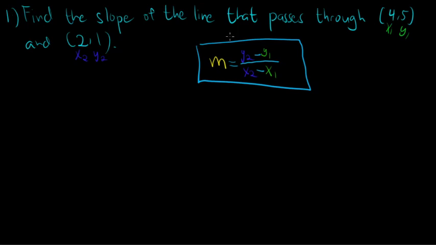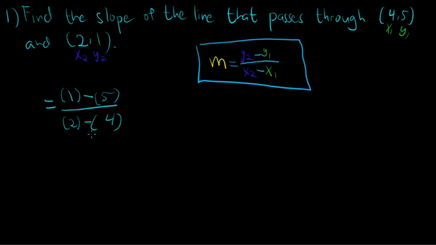Now that we are done labeling them, we are ready to plug them into our formula. The slope is given by y sub 2 minus y sub 1 over x sub 2 minus x sub 1, which means we need to write 1 instead of y sub 2. I'm going to put them inside a parenthesis. Minus y sub 1, which is 5, over x sub 2, which will be 2, subtracted by x sub 1, which is 4.